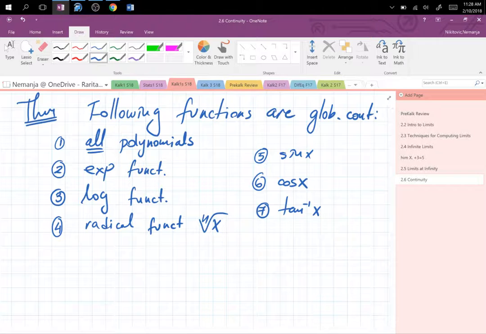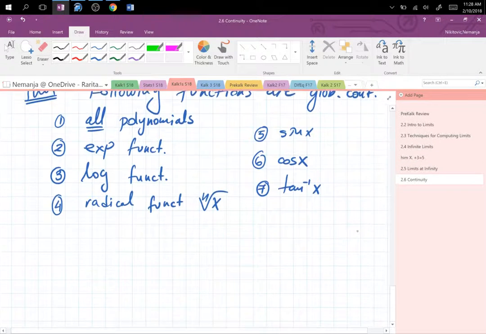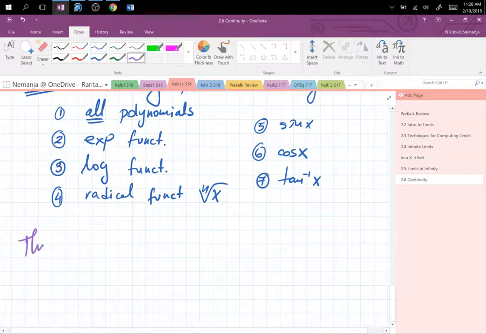So Calc 2, Calc 3, differential equations, and so on. You're going to have, I don't know, 15, 20 different concepts going forward, which will ask you to check for continuity. So that's the first theorem. The second theorem immediately follows, which says combinations and compositions of continuous functions are continuous.